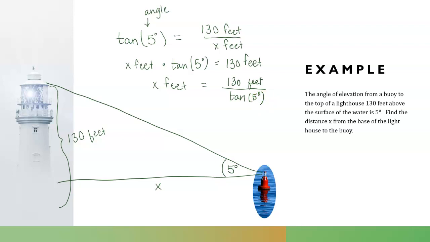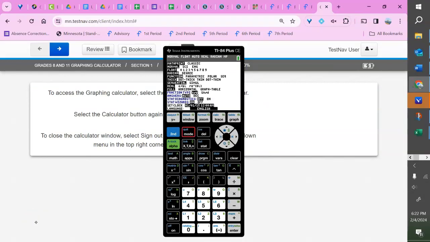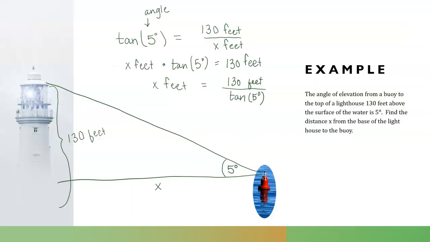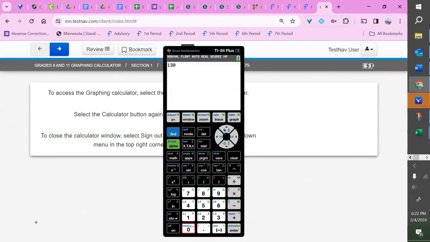Now it's very important that we make sure our calculator is registering degrees when we use tangent. I'm going to check my mode, and my calculator right now is in radians, so I'm going to change it to degrees. I'm using 5 degrees and 130. So I'm doing 130 divided by tangent of 5 degrees. And I get 1,485.9.